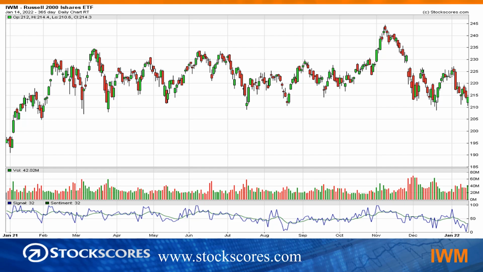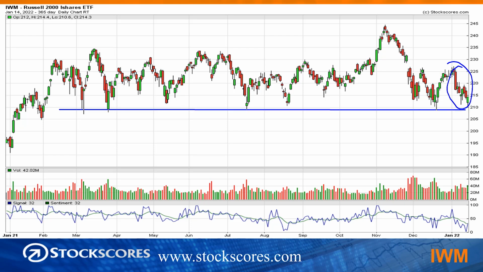IWM, the Russell 2000, has really been underperforming the larger cap stocks. You can see again this past couple of weeks weakness, but it has fallen into a horizontal zone of support. Look at how often it bounces off of this level, and it appears to be doing so again.